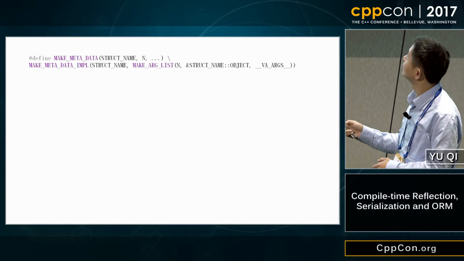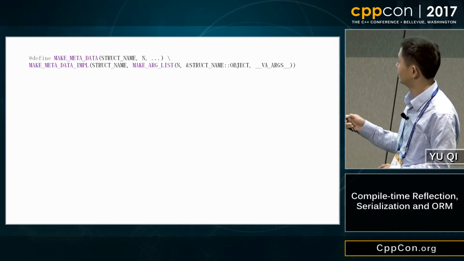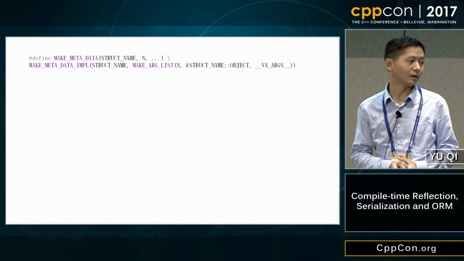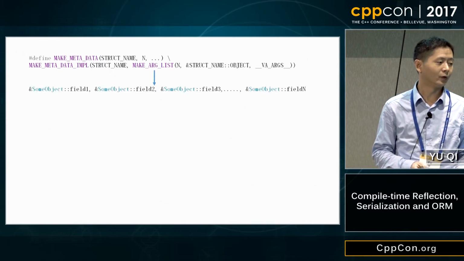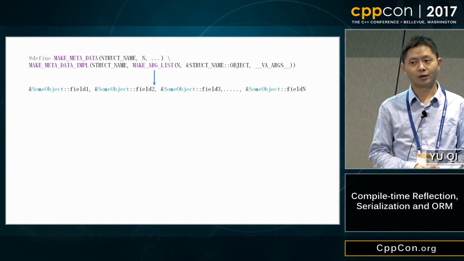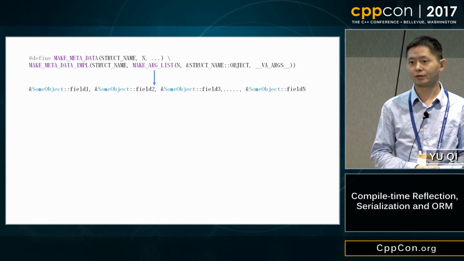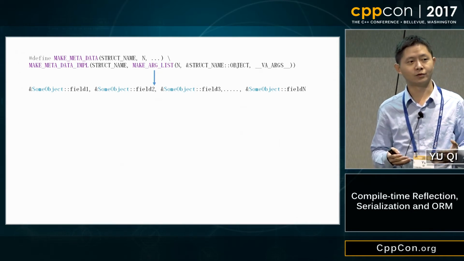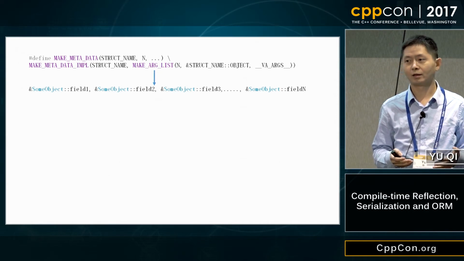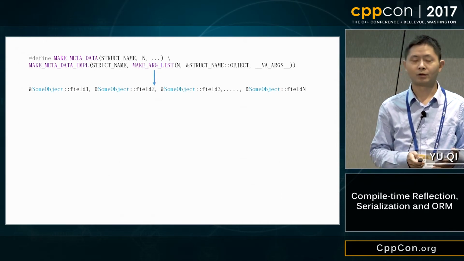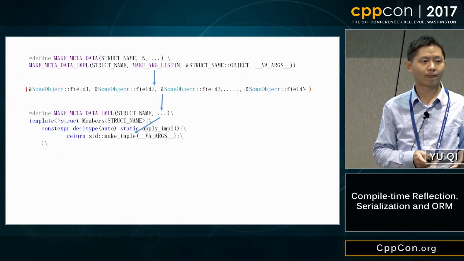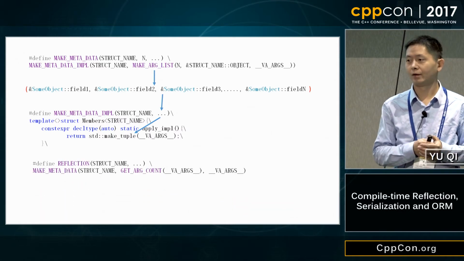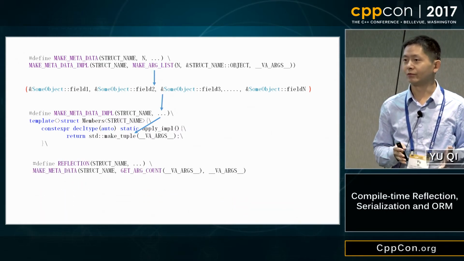Okay, this is the concrete macro, and the make arg list macro is the key point. Here, we will generate a sequence. The sequence, we can collect the field references by comma. Then we put the sequence into a tuple. And now we can pack all the field references.